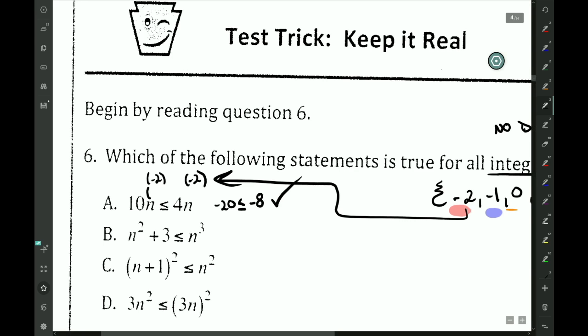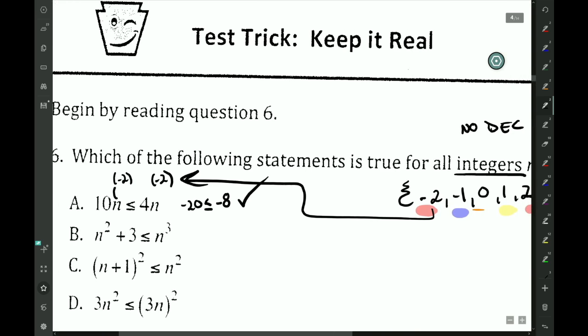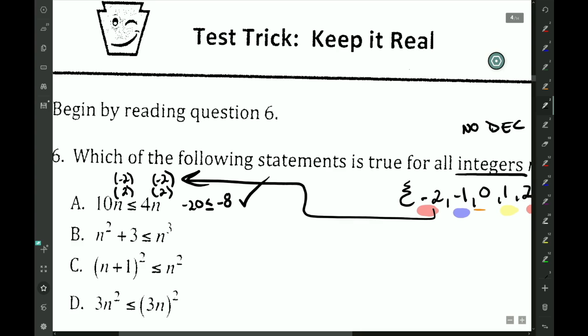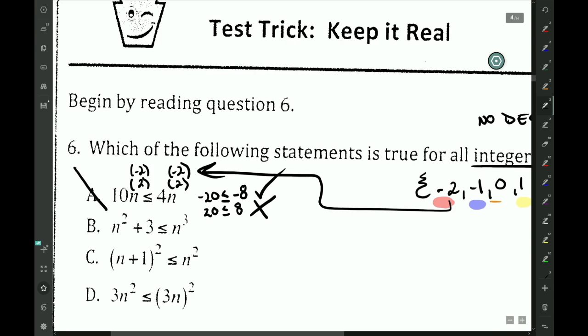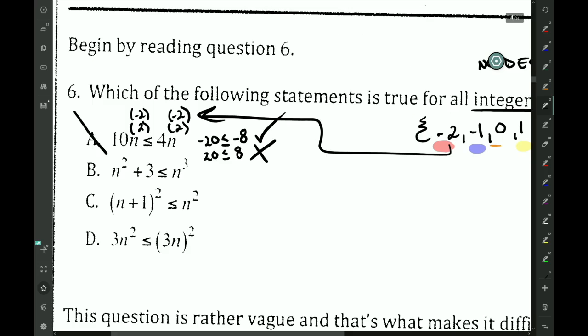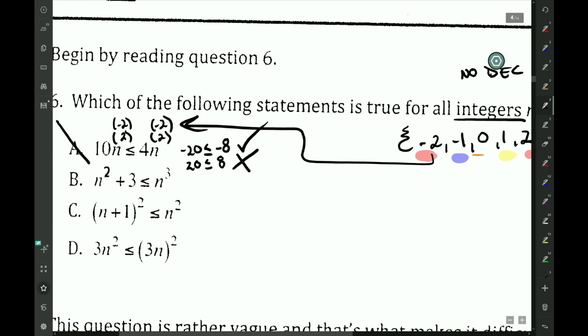Now, let's try a positive. Let's try out 2. So trying out 2, you have 2 times 10, which is 20. Is that less than 8? No, okay? So A is gone. So which of the statements is true? Not A.